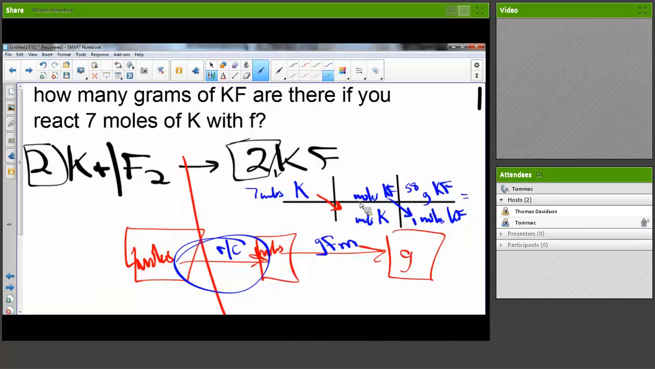And then I never did put these numbers. What goes here? Where do you find what goes in front of K? By looking in front of K. What goes in front of KF? The thing that's in front of KF. Now, don't waste your time. You don't need to put 2 over 2 in your calculator. Those can reduce to 1, right? So now multiply 7 by 58, and you should get your answer, 406.